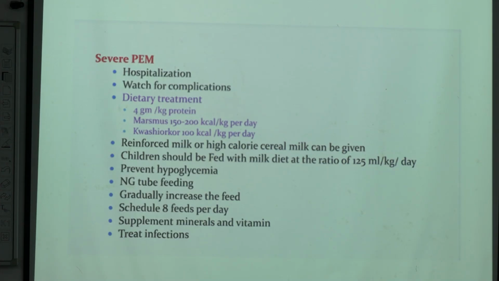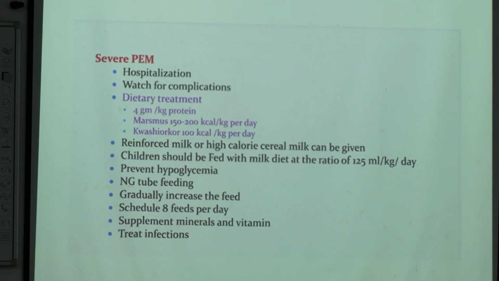Then reinforced milk or high cereal milk should be given. The child should be fed with milk diet at a ratio of 125 milliliters per kg per day. And you should prevent hypoglycemia. Anytime the child can go into hypoglycemia, meaning blood sugar can drop.